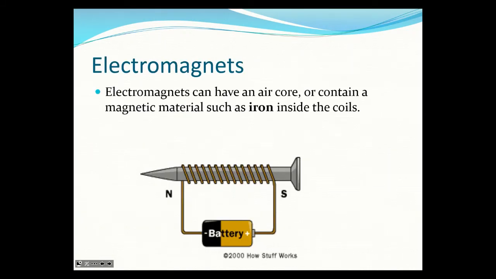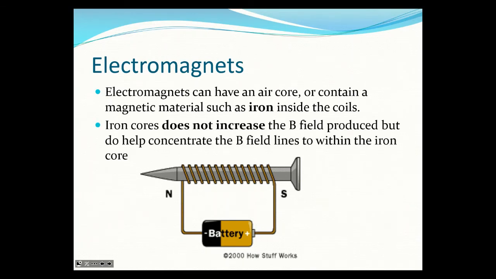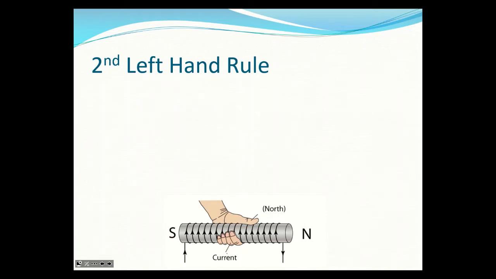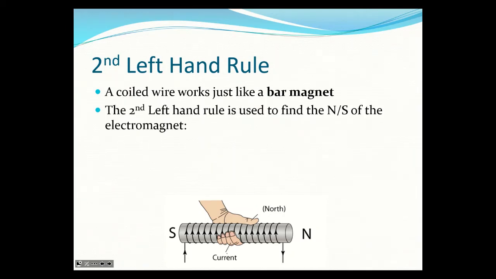Electromagnets can have an air core, or they can have a magnetic material such as iron inside. And it doesn't really make a difference. It doesn't increase your field. It just helps concentrate that magnetic field within the iron core. So here's our second left-hand rule. A coiled wire works just like a bar magnet, so we treat it just like a bar magnet. The second left-hand rule is used to find north-south of an electromagnet.